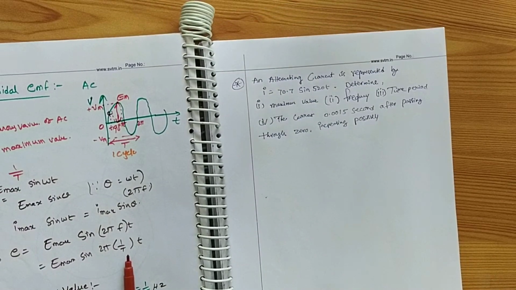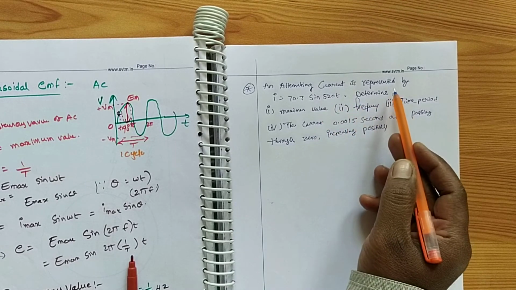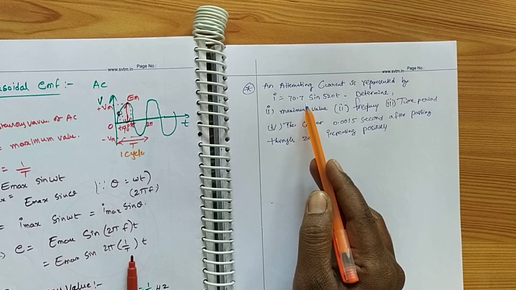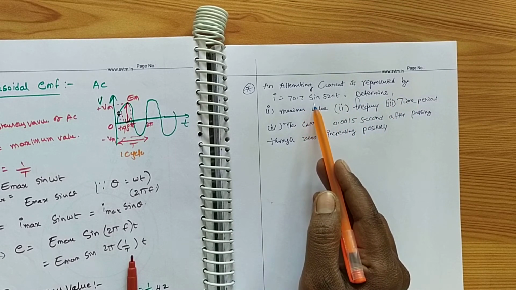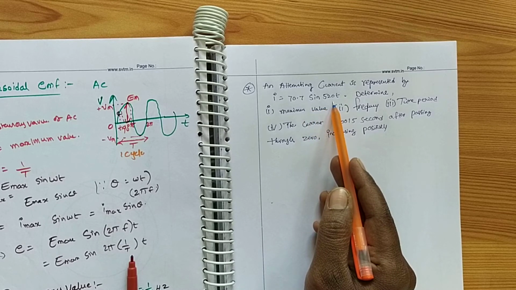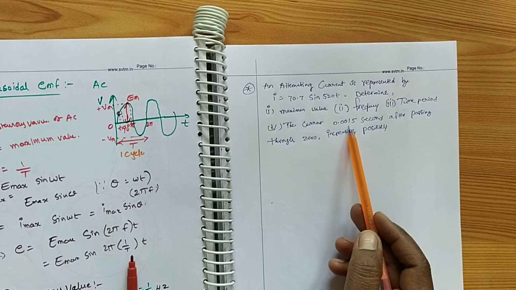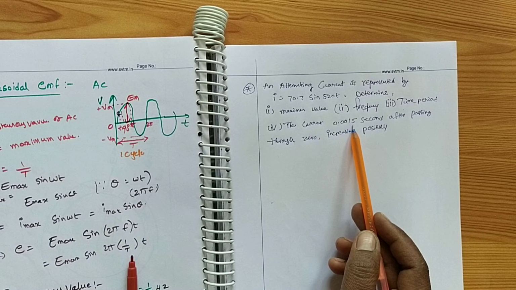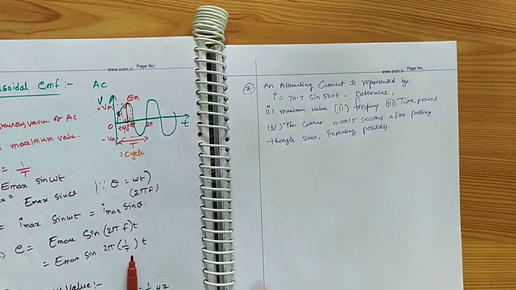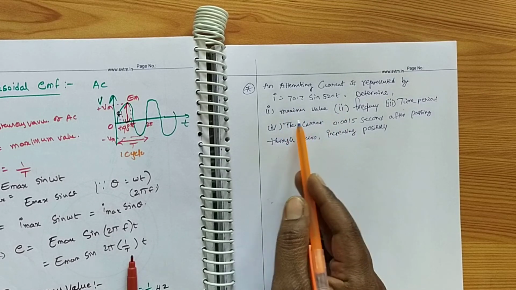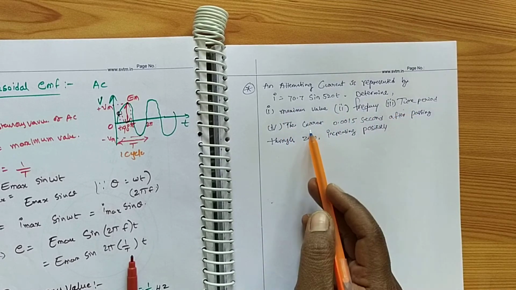Let us consider a numerical problem. An alternating current is represented by i equal to 70.7 sin 520t. Determine the maximum value, time period, frequency, and the current 0.015 second after passing through zero. We have to calculate maximum value, frequency, time period and current.